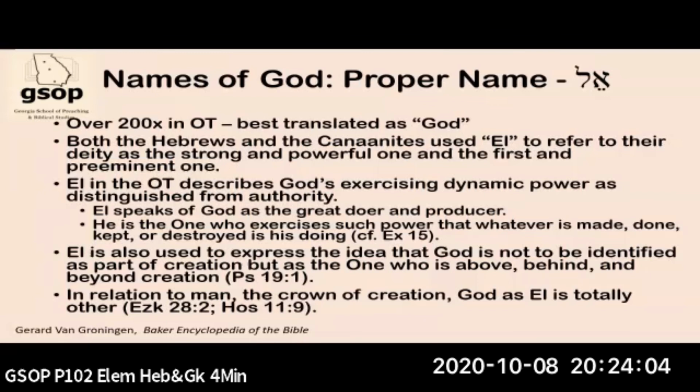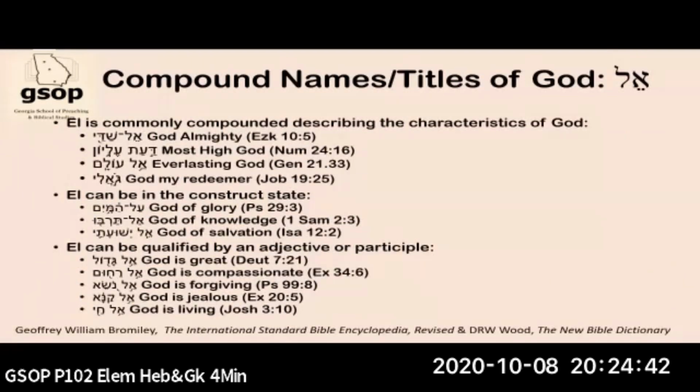El is also used to express the idea that God is not to be identified as part of creation, but as the one who is above, behind, and beyond creation, emphasizing his power overall. Psalm 19, verse 1. El, in relation to man, is the crown of his creation. God, as El, is totally over his creation. If we had more time we would go there, but you'll see that in Hosea 11:9 and Ezekiel 28, verse 12, where God is totally greater than, far beyond any of his creation. Let's look at how El is used as a characteristic of God.